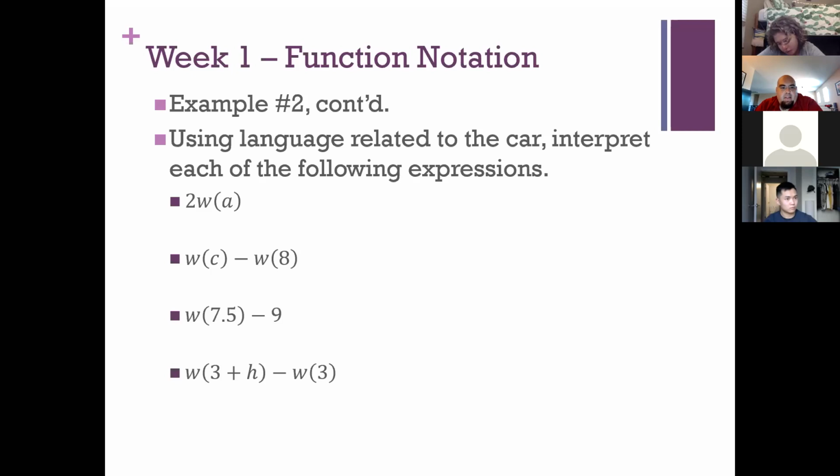All right, let's go ahead and talk about these. All right, first one, 2W of A. What's that telling us? All right, got some activity in the chat. Isaac says double the distance of the car at A minutes. Cheng Che says 2 times the function with the unknown value of A.